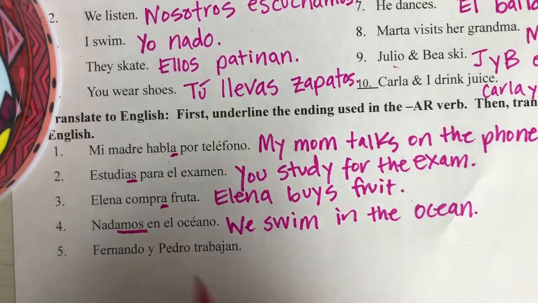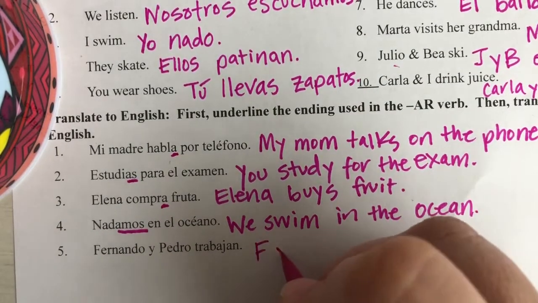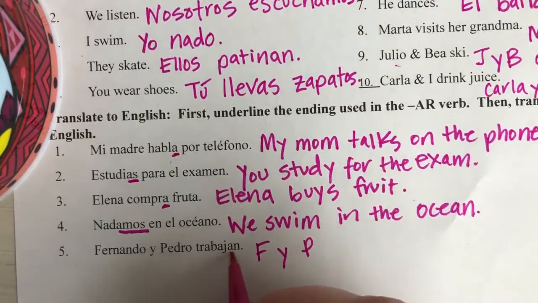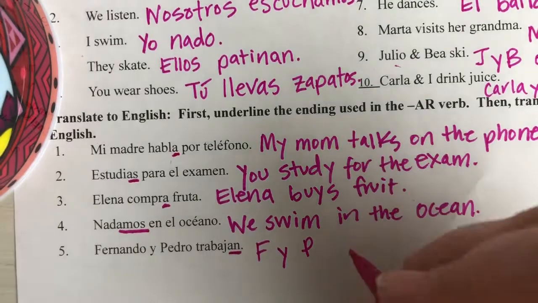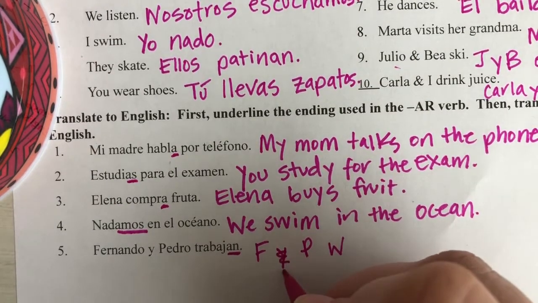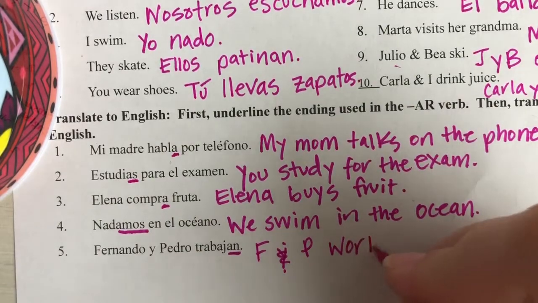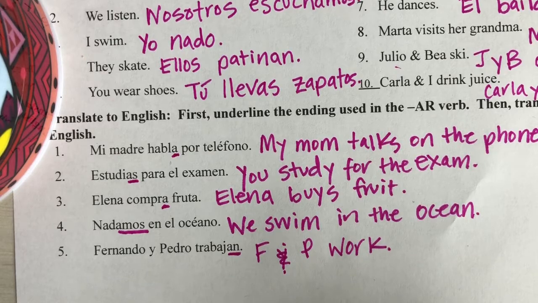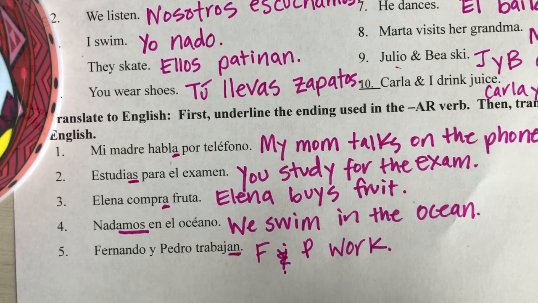Number 5, Fernando y Pedro trabajan. So I'm going to get lazy again. F-A-E-P, Fernando y Pedro. Here's the ending I underline, and it comes from the verb trabajar, which means work. Oh, whoops. This should be an and sign because I'm putting it in English. Oh, how I love Spanglish. Okay, anyway. All right, hopefully this helps you guys understand how to do verb conjugation.